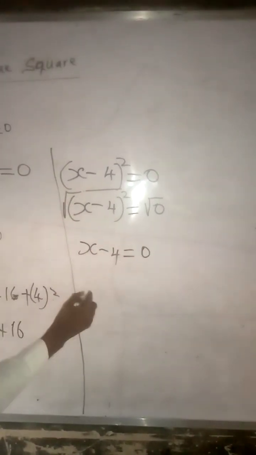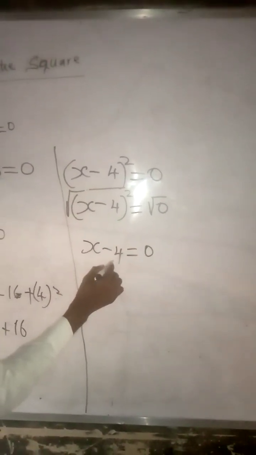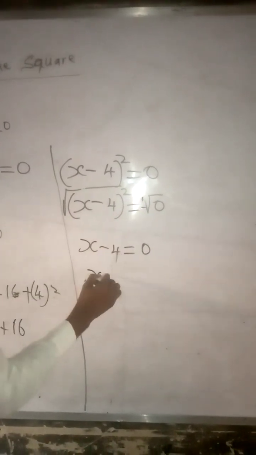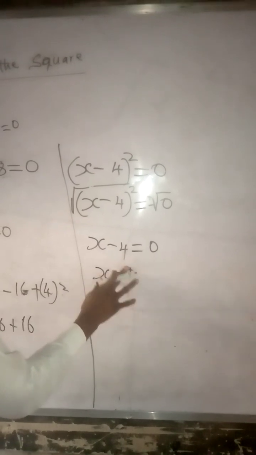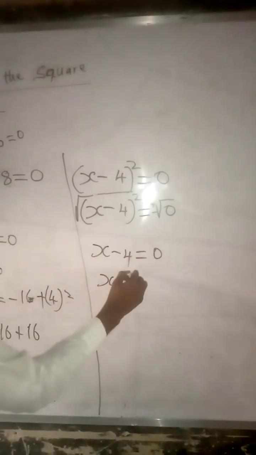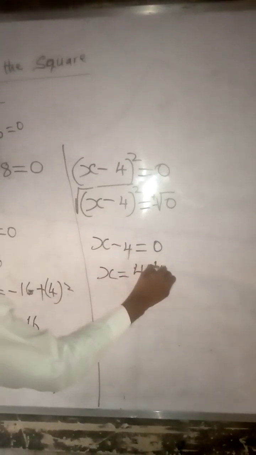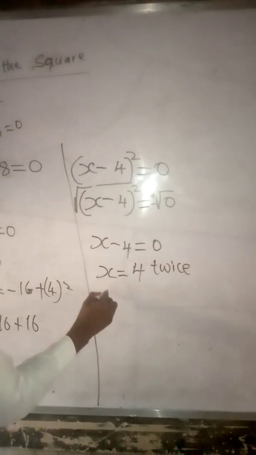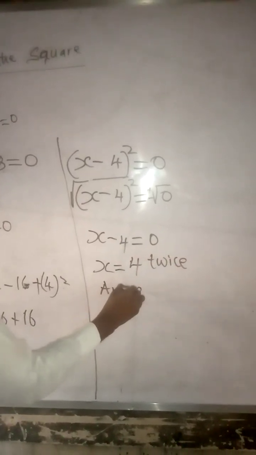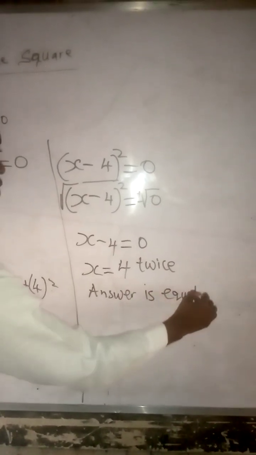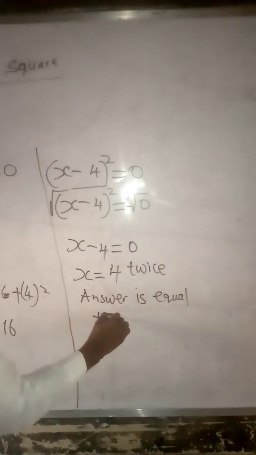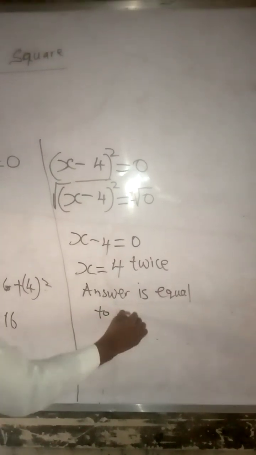So this one crosses the equality sign. x is equals to positive 4, if this one crosses to the other side, and it is going to be 4 twice. So our answer is x equals to 4 twice.